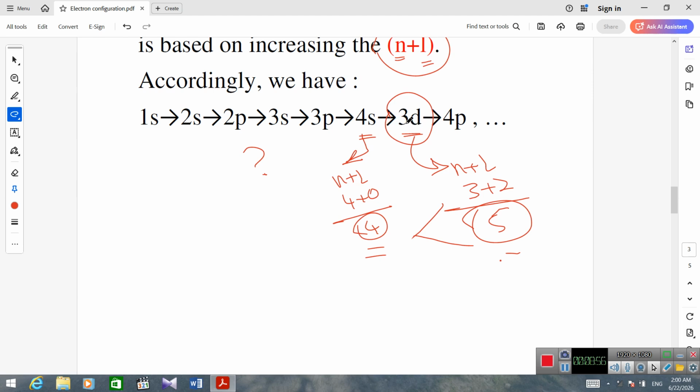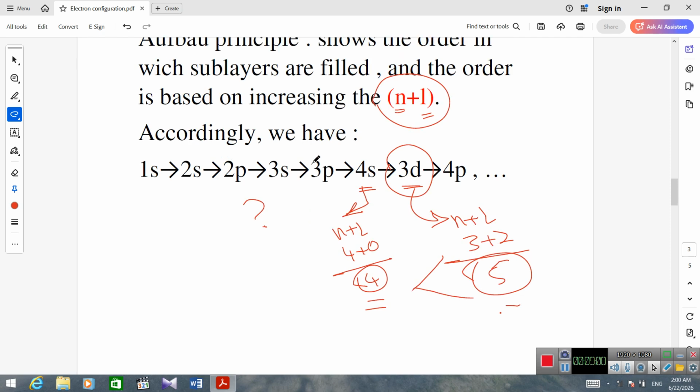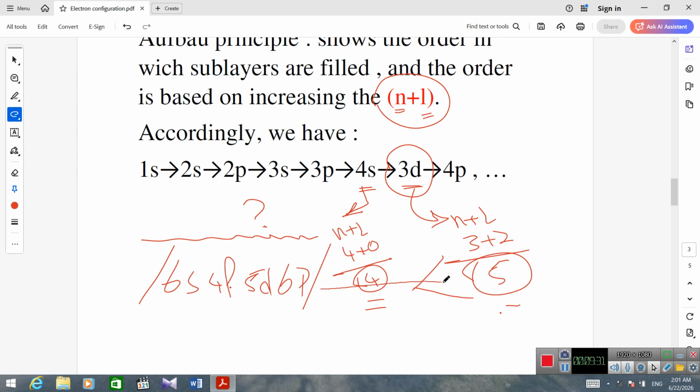This sublayer 3D must be after 4s in the order of filling based on Aufbau principle. And there are such things in other sublayers. When we write in after cases 6s, 4f, 5d, and 6p, and etc.